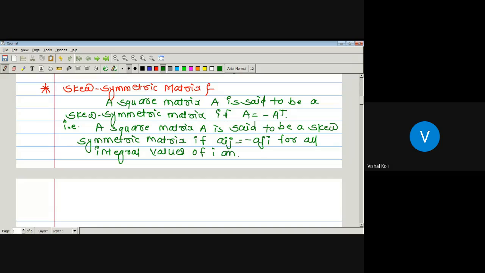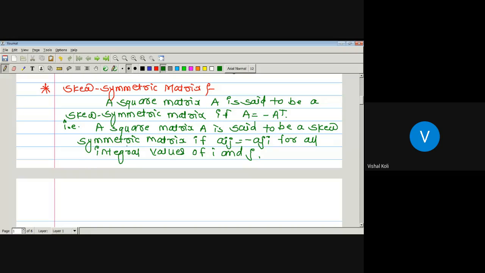Okay, so if we have the values of i and j, then we have to check if Aij is equal to minus Aji. If this holds true for all values of i and j, then only the corresponding matrix A will be a skew symmetric matrix, otherwise it is not a skew symmetric matrix.